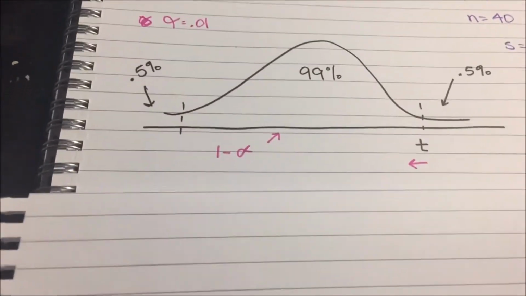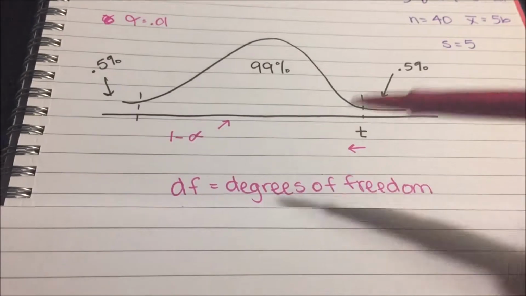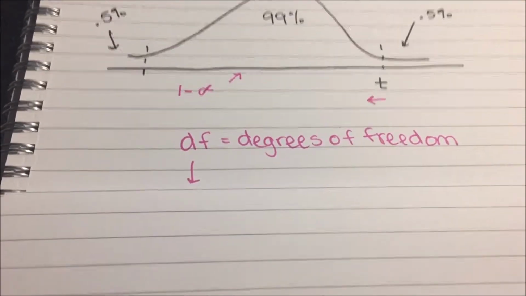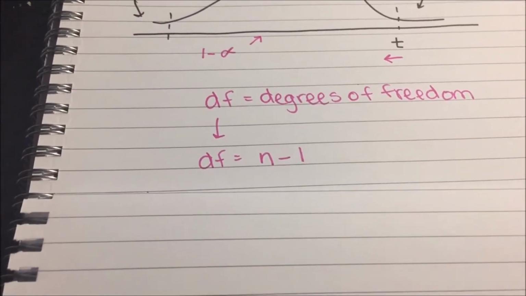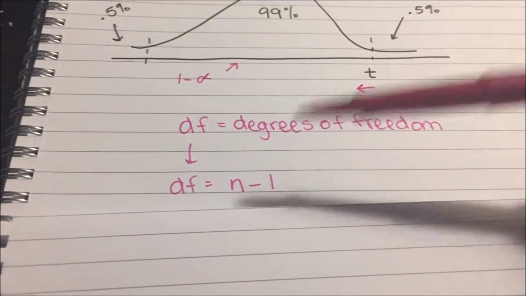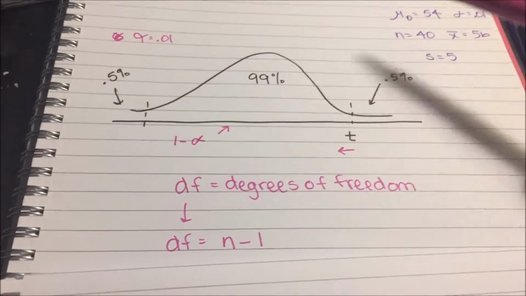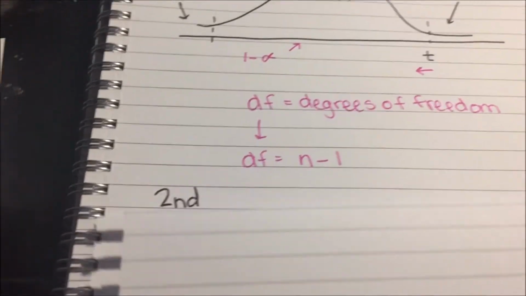Something that you'll see in the calculator is df, and df stands for degrees of freedom. How we find degrees of freedom is just n minus 1. I don't know why they don't just call it n minus 1. I suppose they want to call it degrees of freedom to make statistics more confusing.